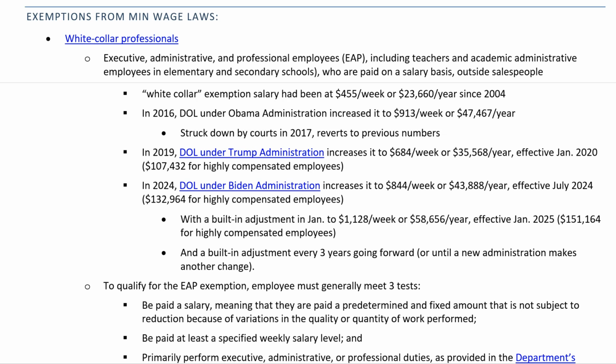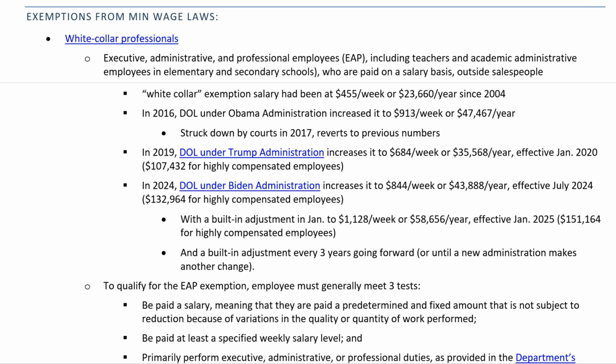Okay, so looking in 2024 when I'm creating this video, and we'll see this change again over time. Under the Biden administration, it's been increased to $43,888 a year, which is effective July of 2024, or $132,964 for highly compensated employees. And then they did something a little bit different this time. They built in this adjustment. In January of 2025, it adjusts up to $58,656 a year.